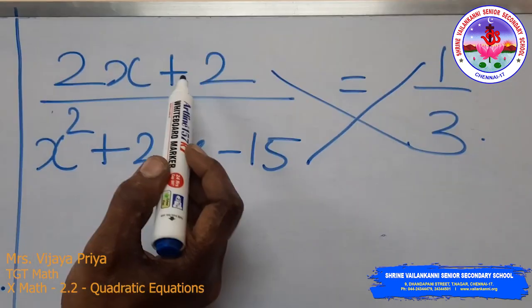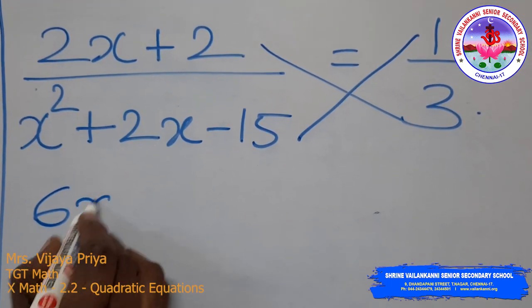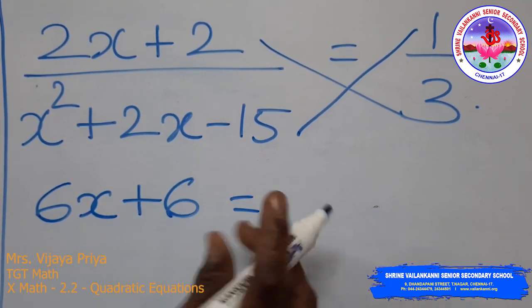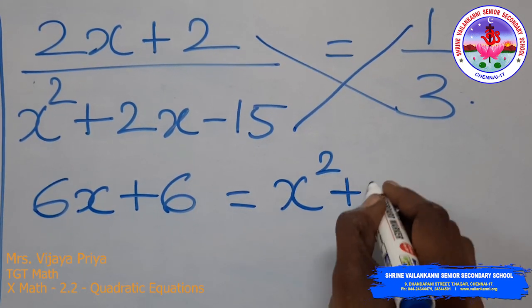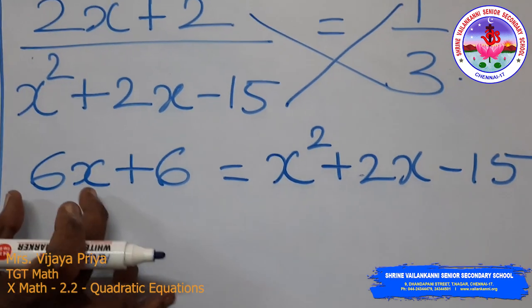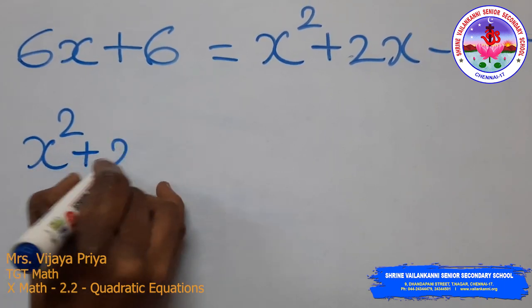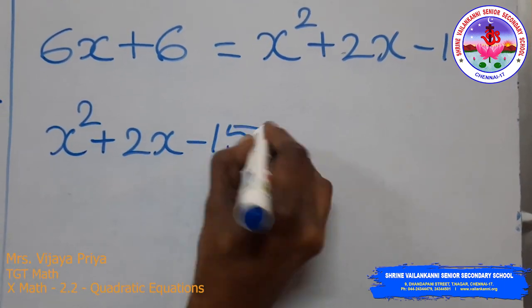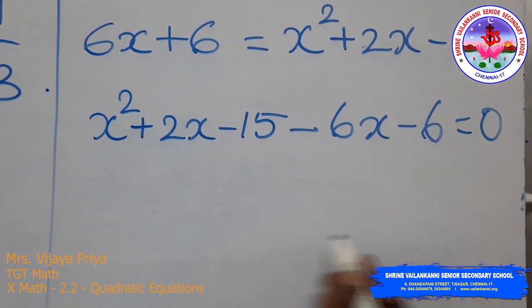3 should be multiplied with 2x plus 2. I will get 6x plus 6, and this expression is multiplied with 1. I will get x squared plus 2x minus 15. So bringing all the 6x and 6 to the other side, we will get x squared plus 2x minus 15 minus of 6x minus 6 equal to 0.